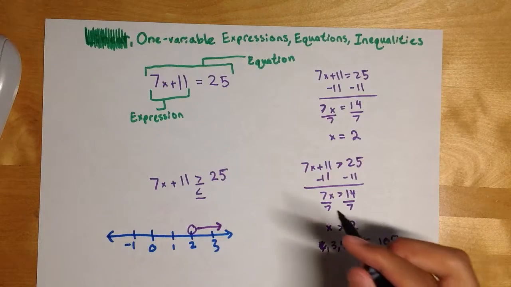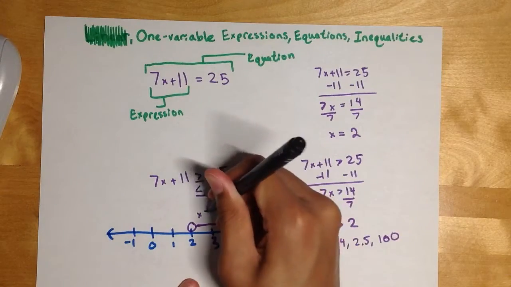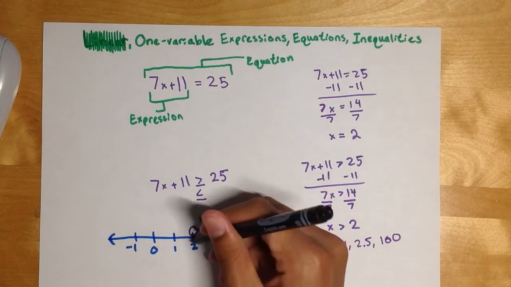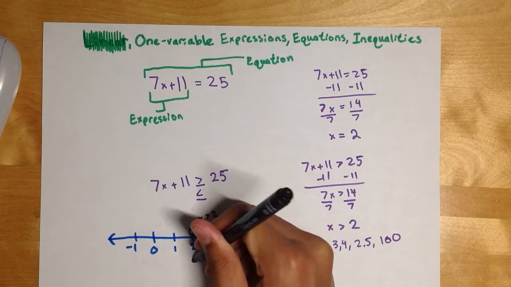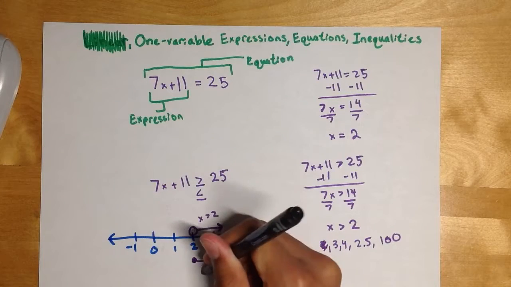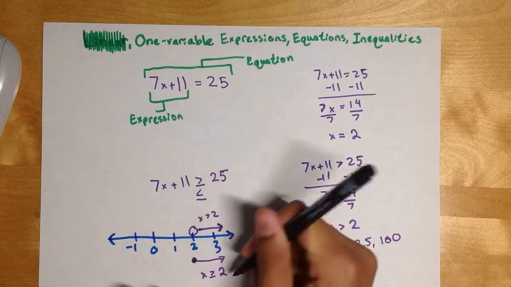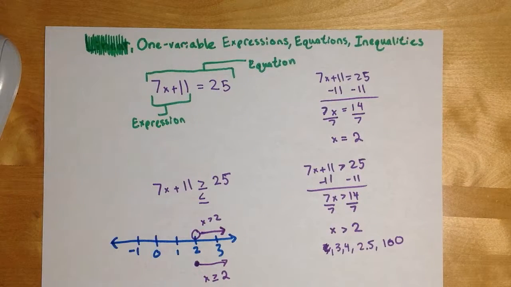This is x is greater than 2. If you were to do it like this, with a closed circle, that's x is greater than or equal to 2, meaning that it can equal 2 as well. So those are one variable expressions, equations, and inequalities. I hope this was helpful.